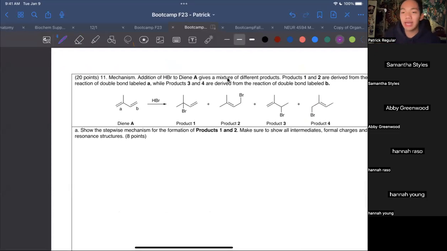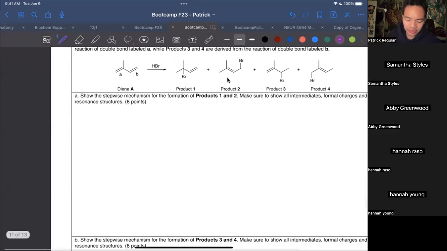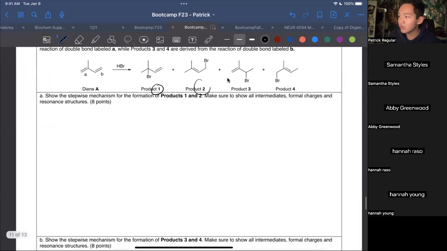Now let's look over something that I covered very in depth in the video. So I'm going to glaze through this, because if you want me to elaborate, watch the video. Show the stepwise mechanism for the production of product 1 and 2. Make sure to show all intermediates, formal charges, and resonance structures.